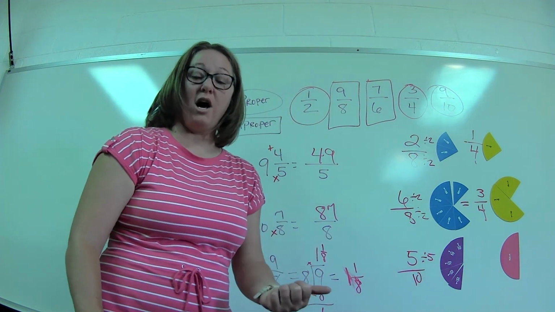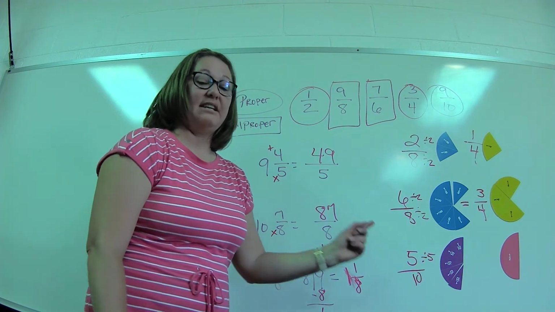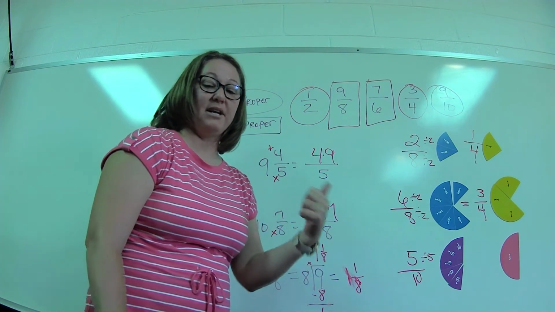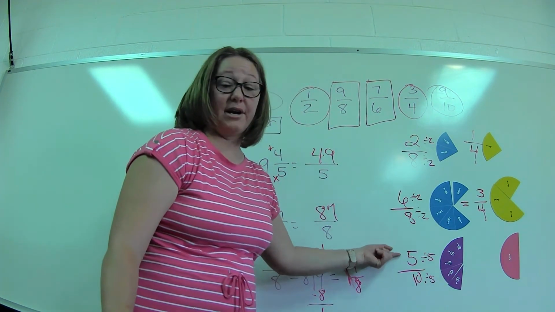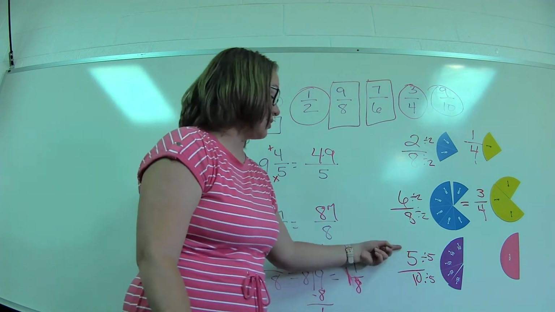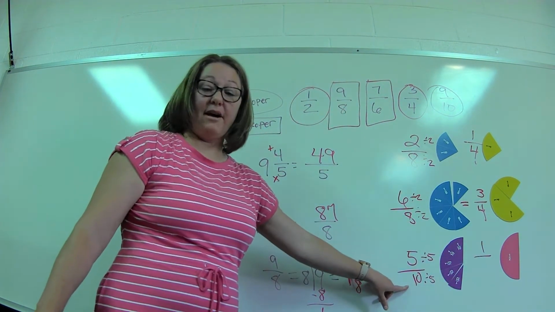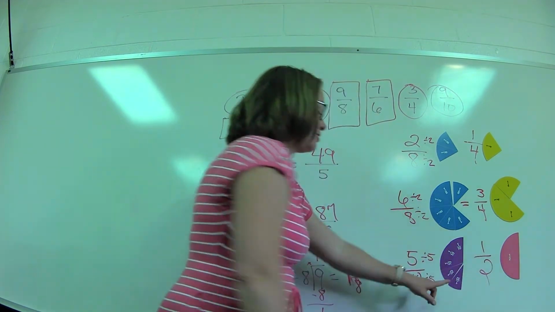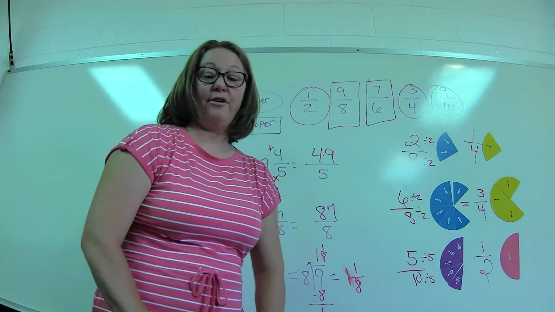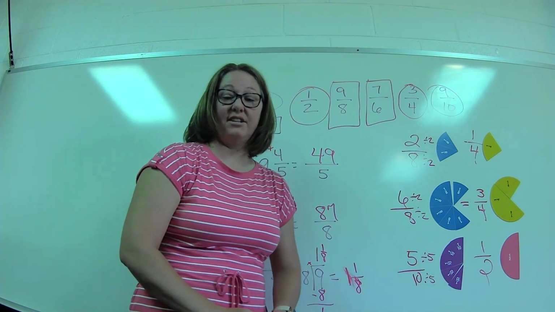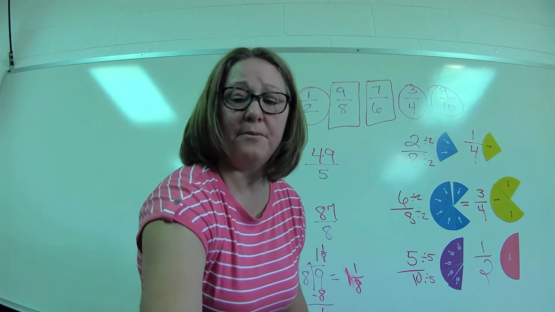Dividing makes a number smaller. Multiplying will make a number bigger. It's always a key to remember that dividing means smaller, multiplying means bigger. So we're going to divide by 5. Again, whatever I do to my numerator, I have to do to the denominator and vice versa. So 5 divided by 5 is 1. 10 divided by 5 is 2. So 5 tenths is equal to 1 half. We're going to get into some practicing on that in just a minute and see if we can make some more equivalent fractions.